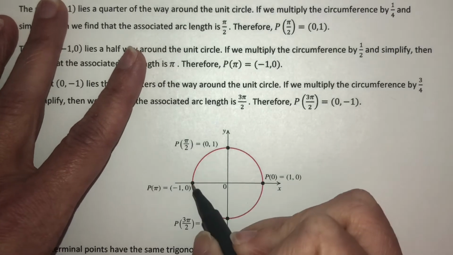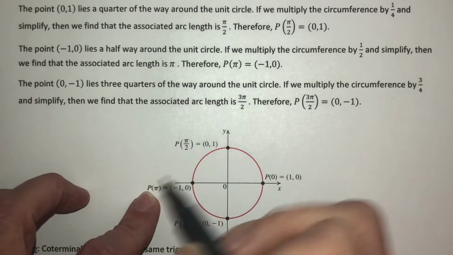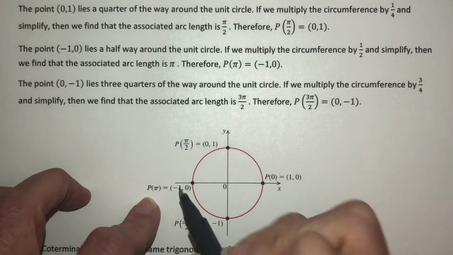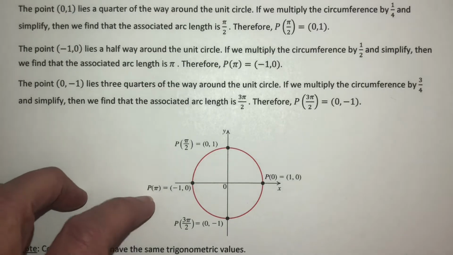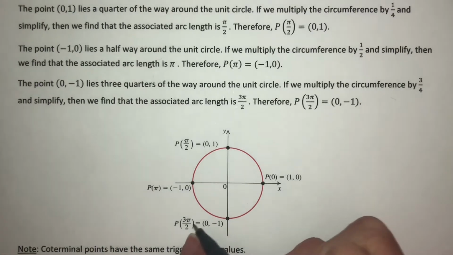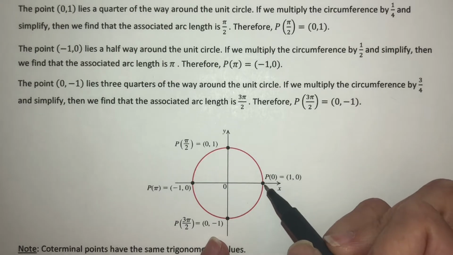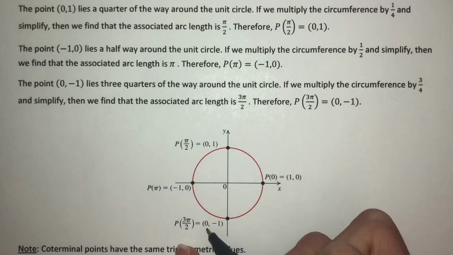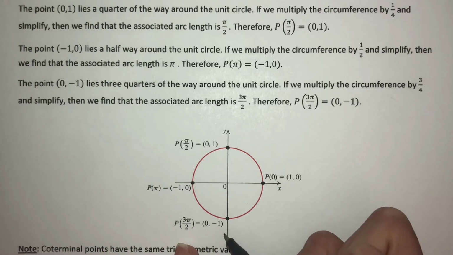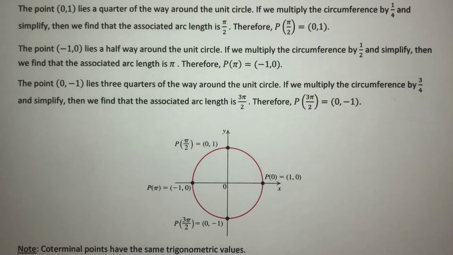If we go half of the way around, we're all the way over to here. So this arc length is half of the whole 2 pi, which is simply pi. It is associated with the point -1, 0, again our x and y values. And then here, this is 3/4 of the way around. If I multiply 2 pi by 3/4, I get 3 pi over 2. And that's associated with these x and y values. So we're going to talk about these 4 points. In particular, these are our quadrantal angles.